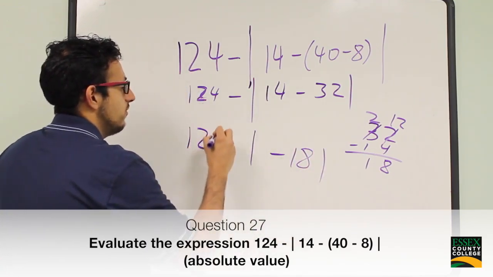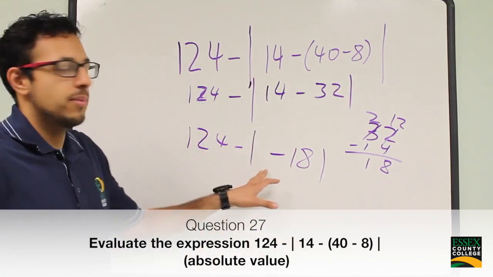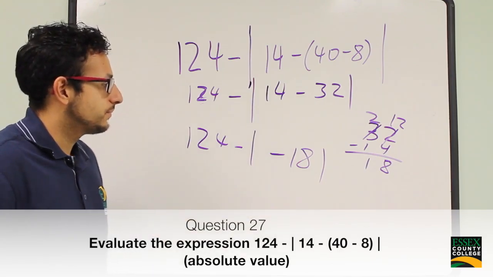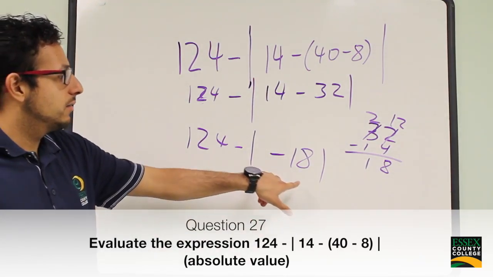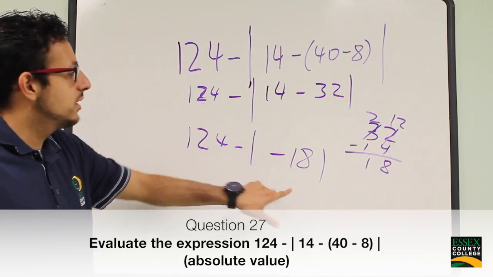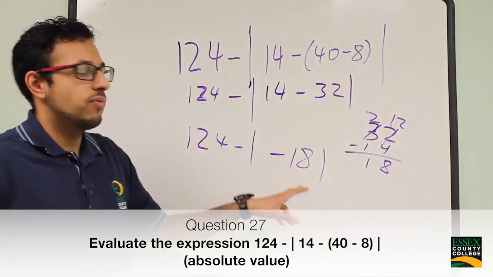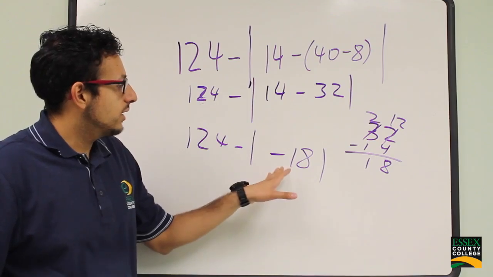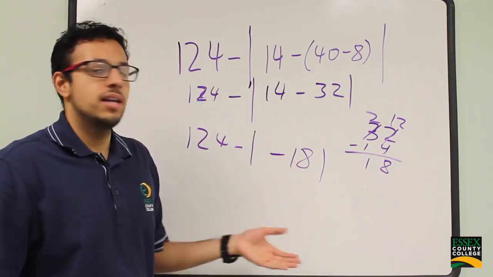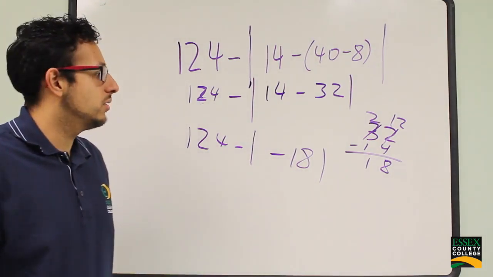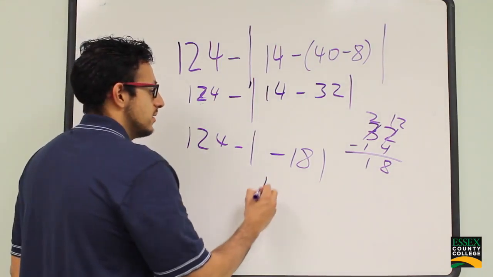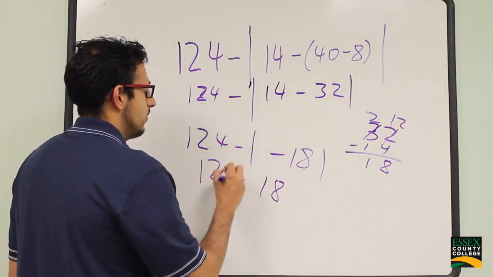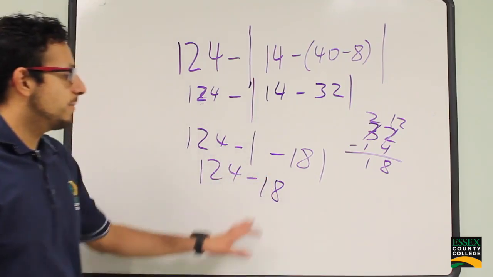So it's going to be 124 minus the absolute value of negative 18. And the absolute value sign means the distance of this number from 0. So negative 18 is just 18 spaces from 0. So the absolute value of negative 18 is 18. So we have 124 minus 18.